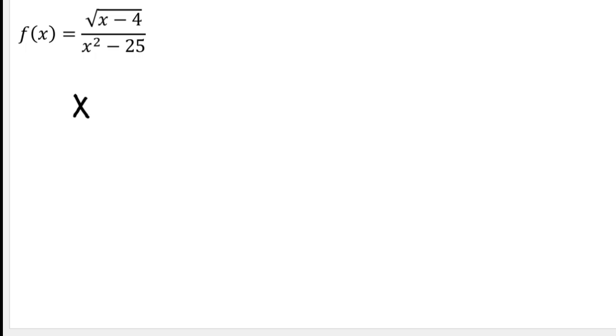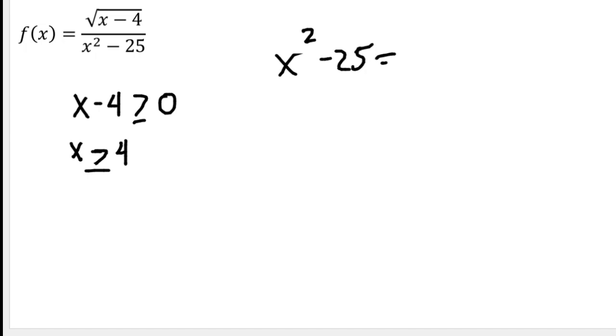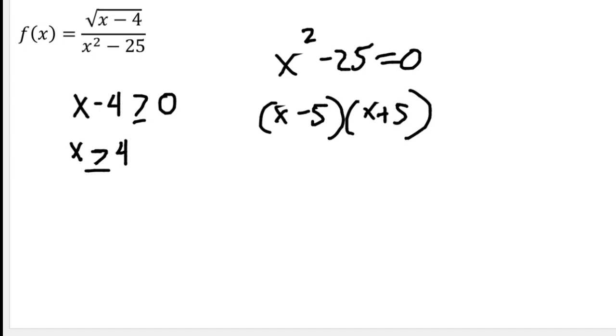Now let's try this one. First, let's set the numerator greater than or equal to 0. So we got x is greater than or equal to 4. I forgot the equal sign here. And then we're going to find the critical numbers on the denominator, so x plus 5, the quantity x plus 5. Now we have our critical numbers.